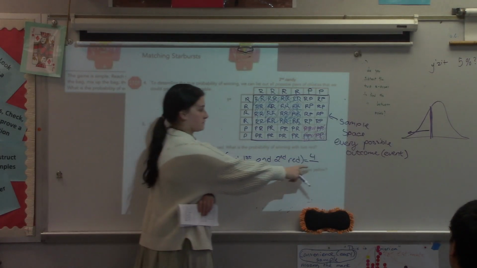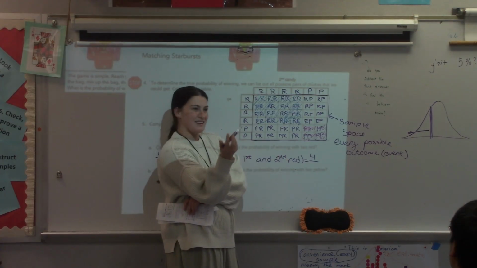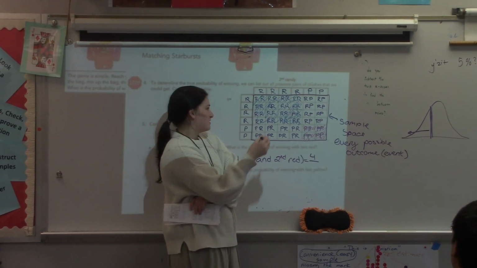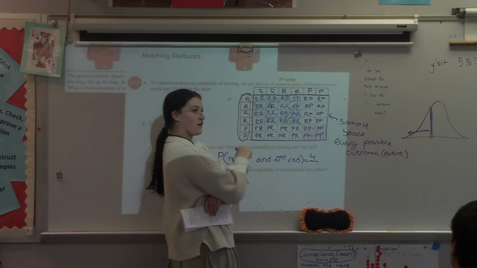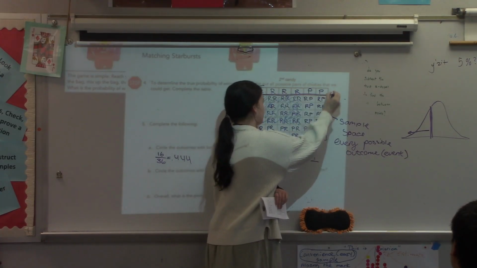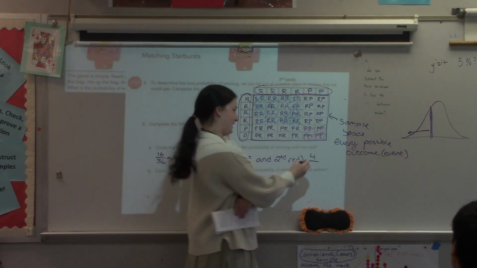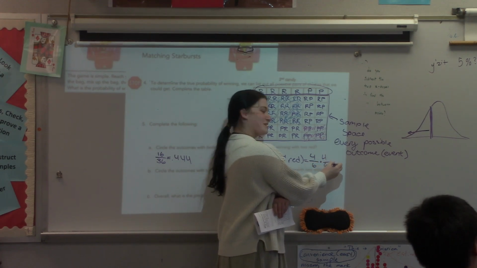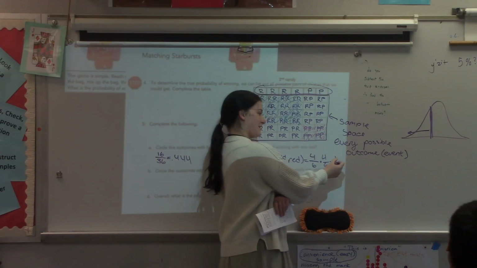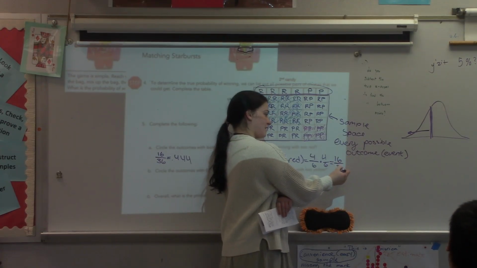Well, hold on, we're gonna get there. 4 out of what? Why are we thinking 9? 4 out of 6. I did 2/3 times 2/3. 4 of our 6 are red, and 4 of our 6 are red. So 4/6 times 4/6. What does that equal? 16 over 36.